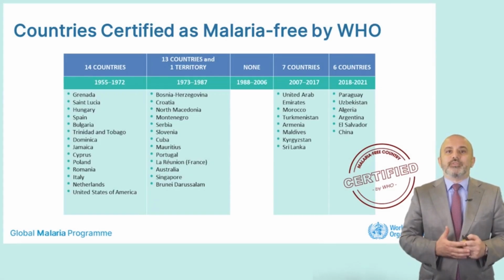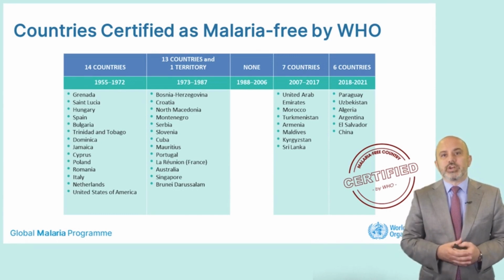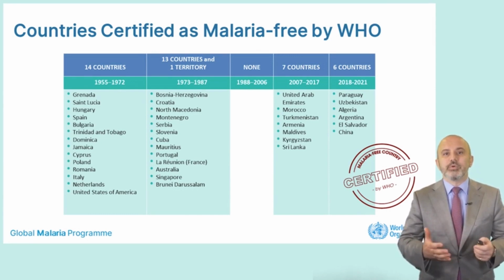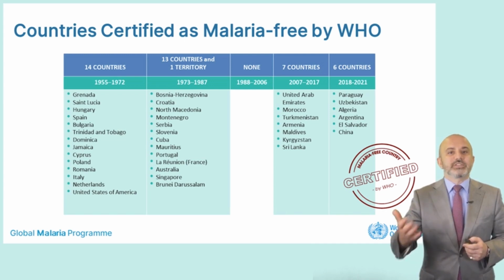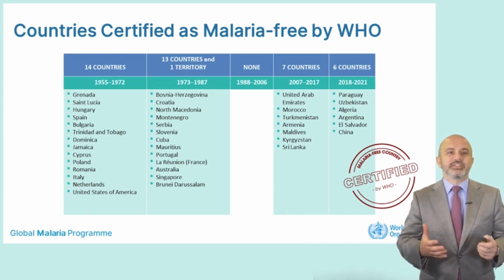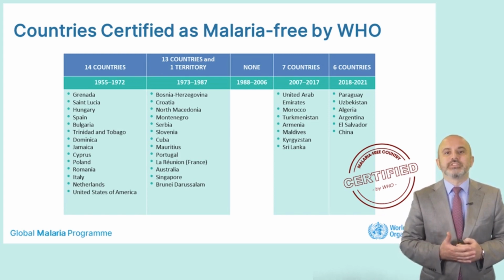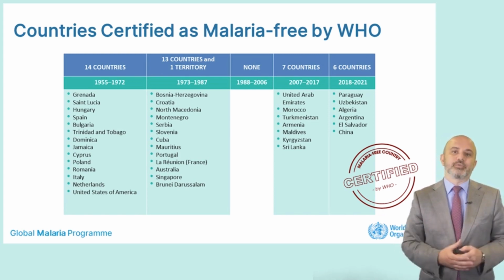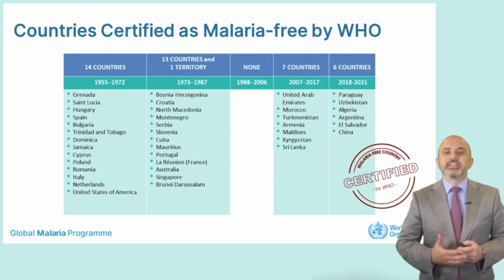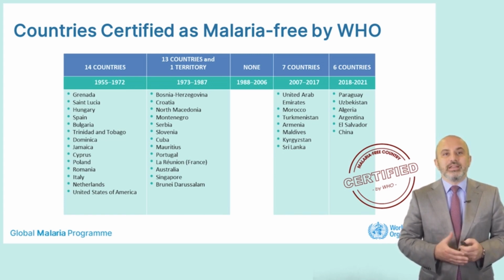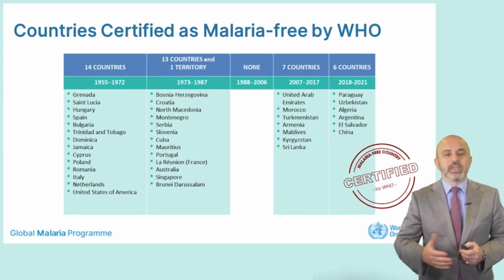This is an overview of the 40 countries and territories certified by WHO as malaria-free. After the start of the Global Malaria Eradication Program, and until almost 20 years after it ended in 1969, 27 countries and 1 overseas territory eliminated malaria and received WHO certification. However, in the subsequent 2 decades covering 1988 through 2006, no country was certified by WHO, although many continued their efforts to achieve malaria elimination. The drought was broken in 2007 when the United Arab Emirates was certified, with 12 more countries certified to date.